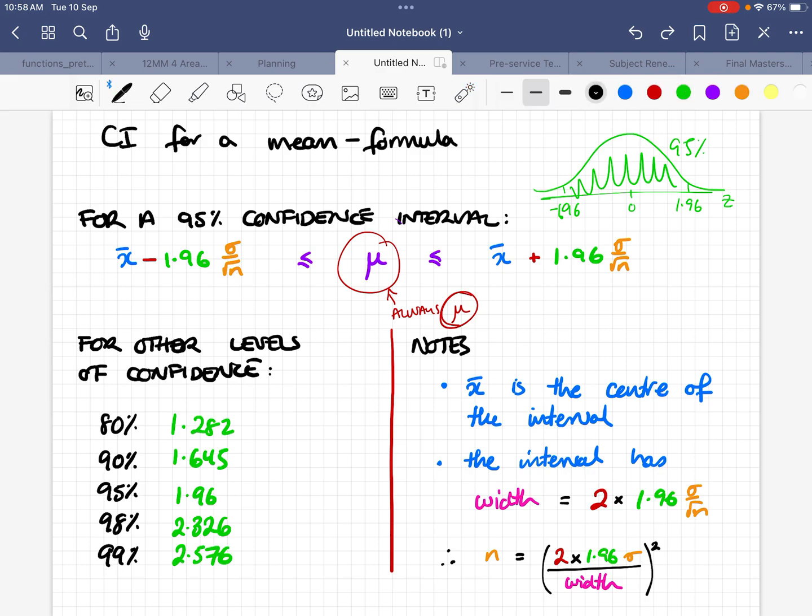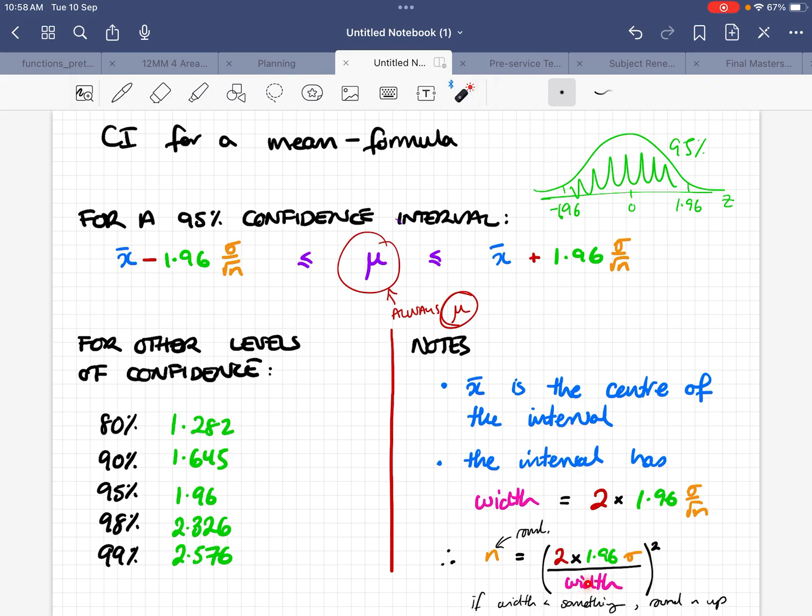Just be really careful here. If we want the width to be less than something, so let's say we want the width to be less than 10, then we round n up. Okay, we're always going to round this value for n. We're not going to interview 20.2 people in our sample. We're going to collect a round number. So in that case, it would either be 20 people or 21 people.